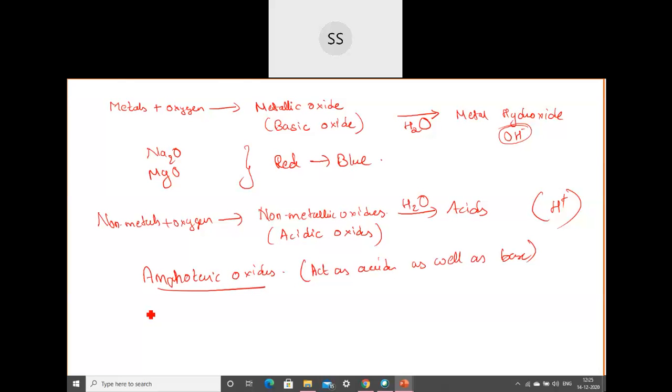So aluminium oxide is one category. Then arsenic oxide is also there. Zinc oxide you have studied. These are the oxides which can behave in two ways. Their behavior can be in the form of acid, and they can even behave like a base.